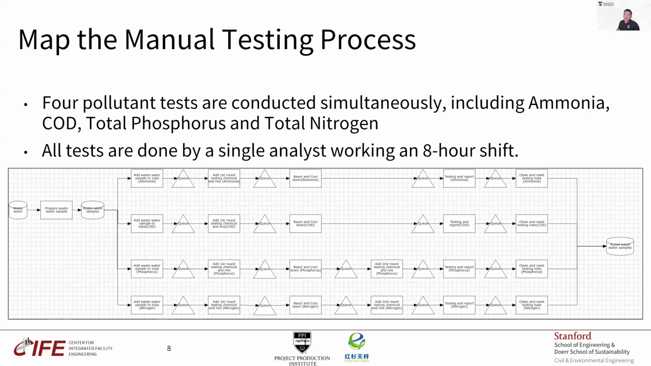So we begin by mapping the baseline, the manual process. There are 4 major pollutant tests conducted simultaneously every day, including, from top to bottom, ammonia, chemical oxygen demand, total phosphorus, and total nitrogen. All tests are done by a single analyst working an 8-hour shift. They basically have to jump around these steps in order to keep all the processes running almost at the same time.